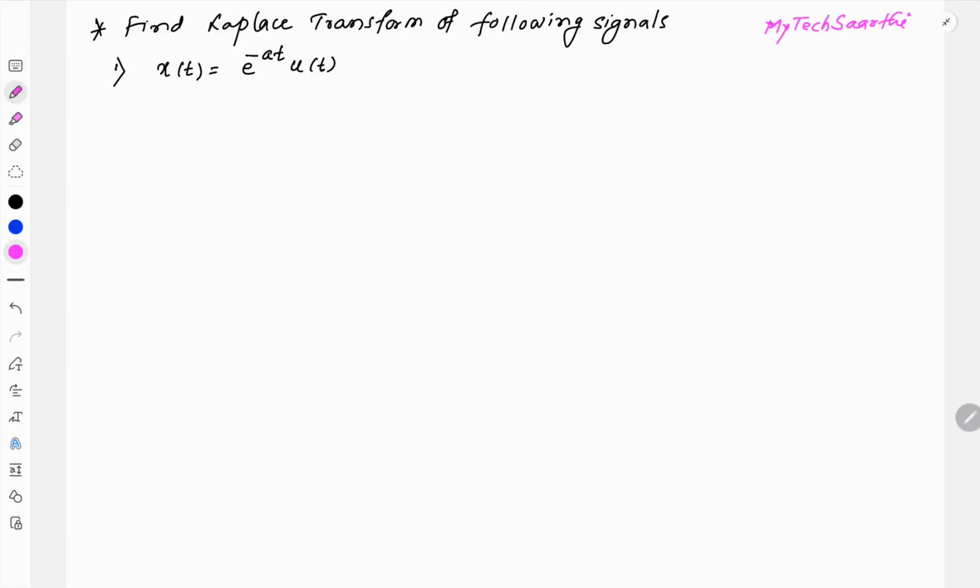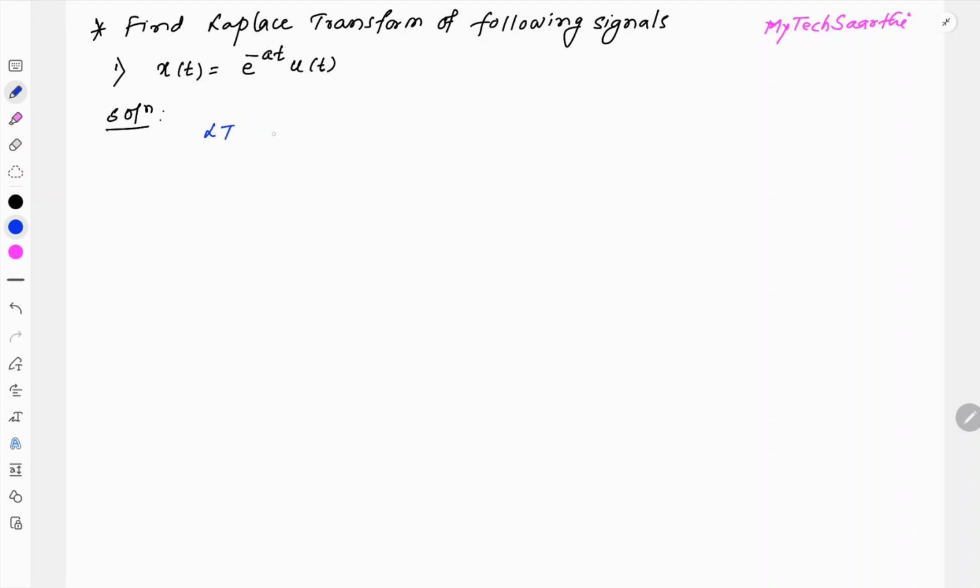In this video, we are going to solve an example on Laplace transform and plot its RoC. So let us have a signal x of t given as e raised to minus at u of t. We are supposed to find out its Laplace transform. So first of all, we need to write the equation of Laplace transform.